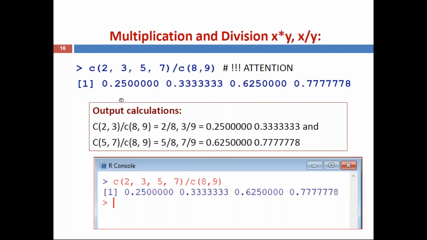Similarly, division. Division is also the same. You can use the slash symbol, that is the division operator. The same command you can execute: c(2, 3, 5, 7) divided by c(8, 9). Now in a similar fashion the division will take place. 2, 3 with 8, 9, so 2 by 8, 3 by 9, then 5 by 8, then 7 by 9. Like that these computations can be done. Now you can execute this command.